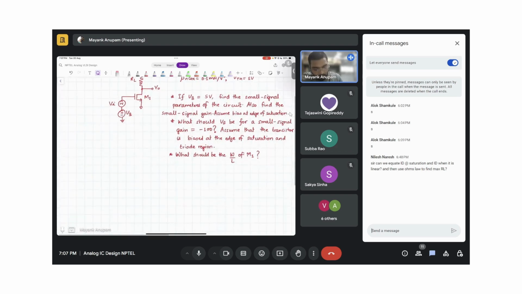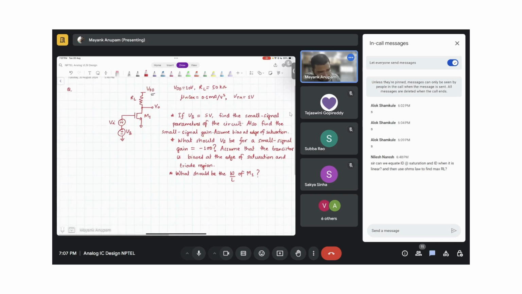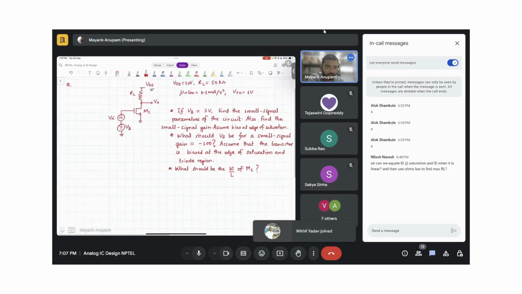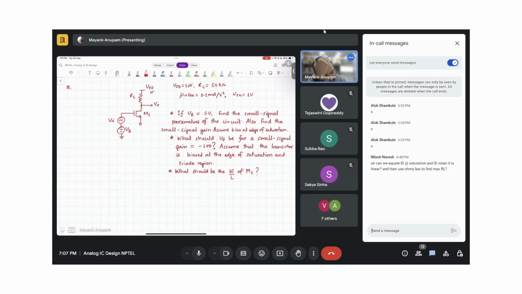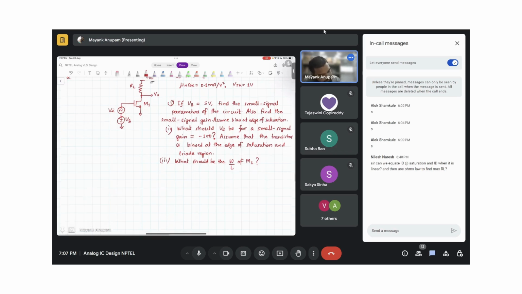Fine. So tell me, how do you target this question? If VB is equal to 5 volts and all the other information is given, find the small signal parameters of the circuit, also find out the small signal gain. Assume bias at the edge of saturation. How do you solve this? So come to this. This is question number 1, this is 2, this is 3.